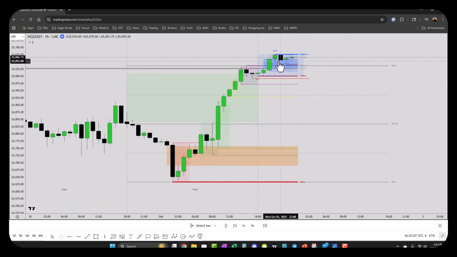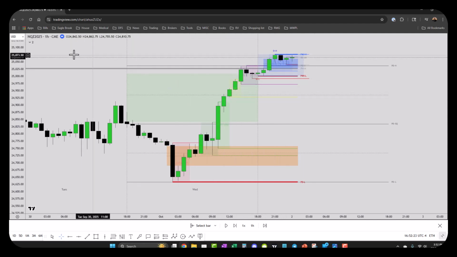And what do I see? I see a swing low that just formed as midnight. Here's 2300 hours. Here's midnight on the 2nd opening up. So we're going to draw a fib from the low to the high here.